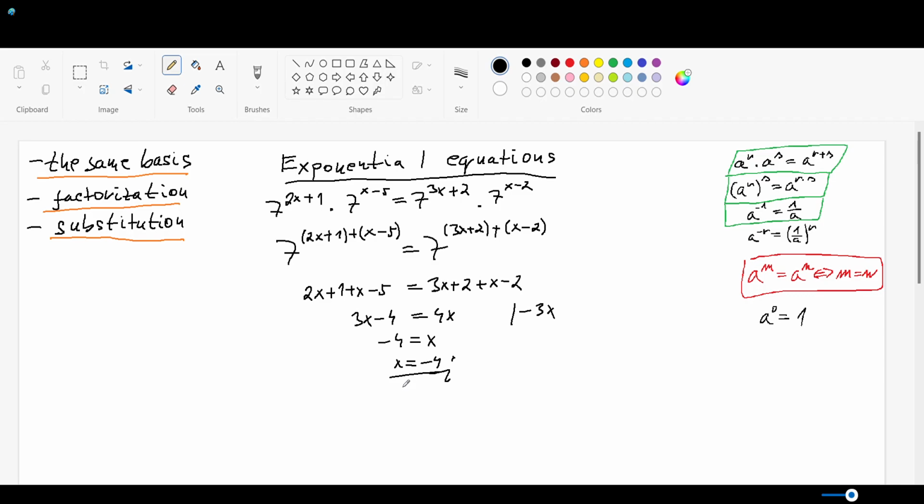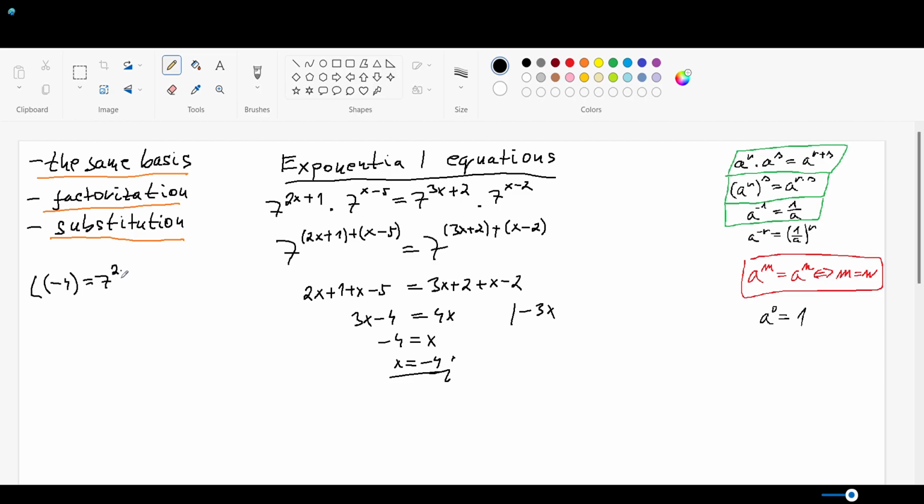To be sure that our calculation is correct and we did everything properly, we have to do the check of the equation. So let's see what is the value of the left side for x being negative 4.